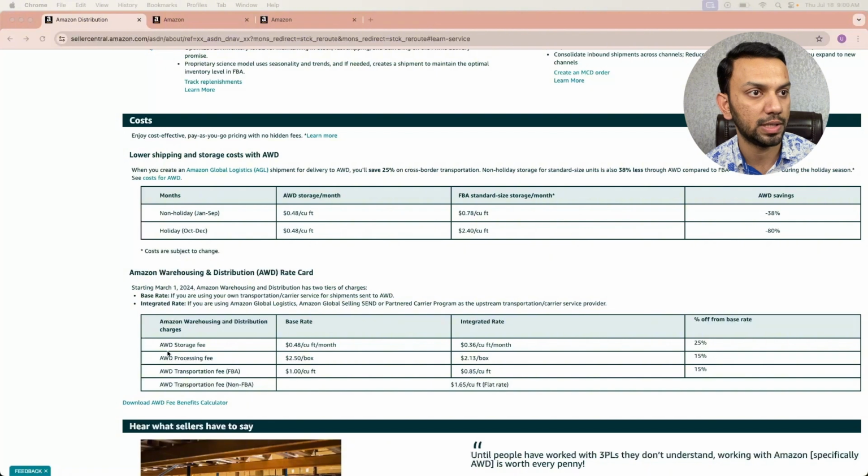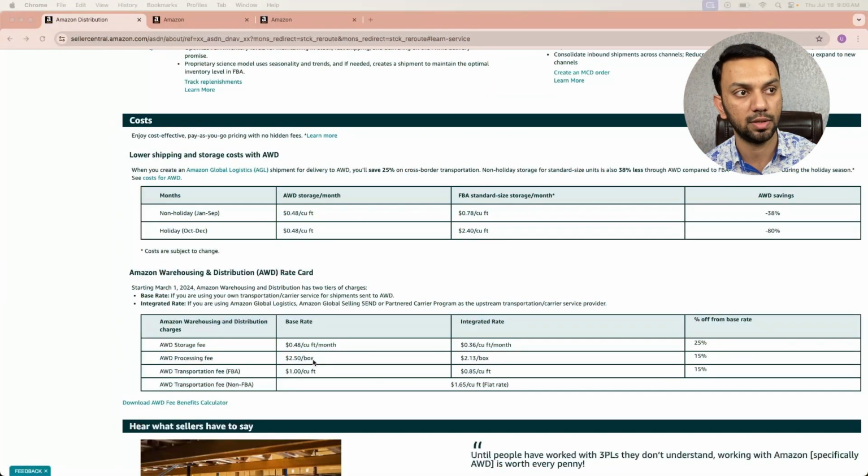These are some of the fixed charges, like the storage fee, which we have already seen above, and the processing fee, which is $2.5 per box. Definitely, depending on the number of units in your box, you are going to divide this $2.5 by your number of units. The transportation fee is also a one-time cost.